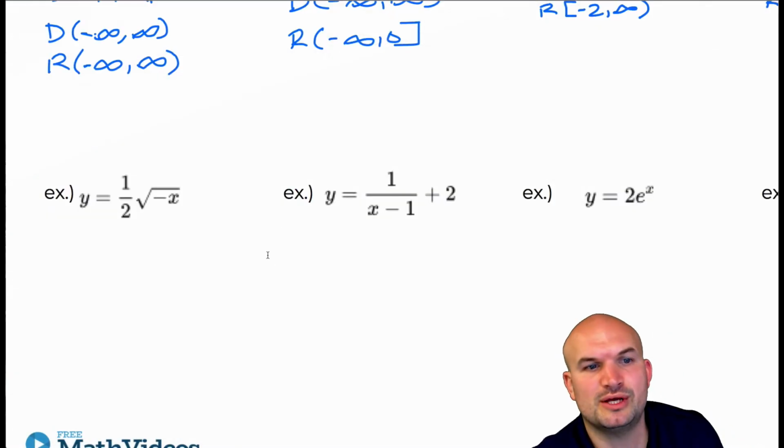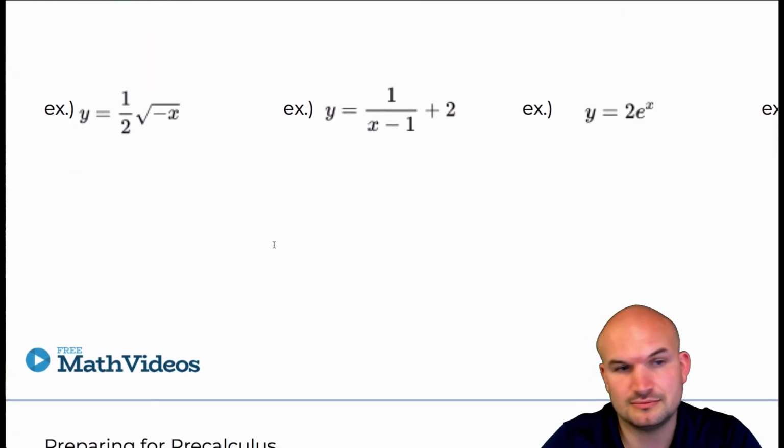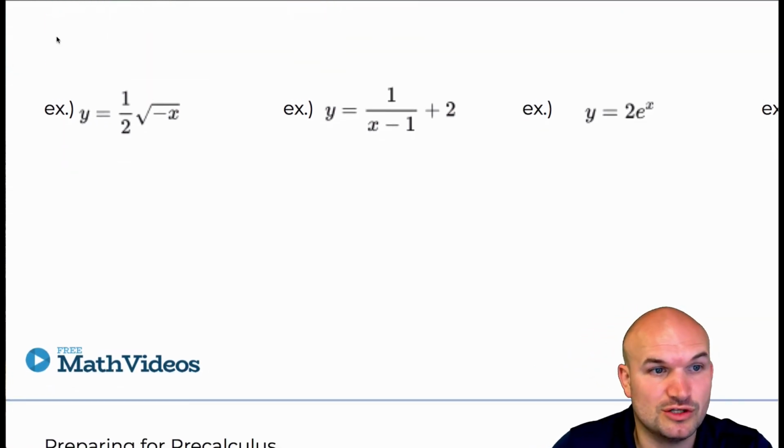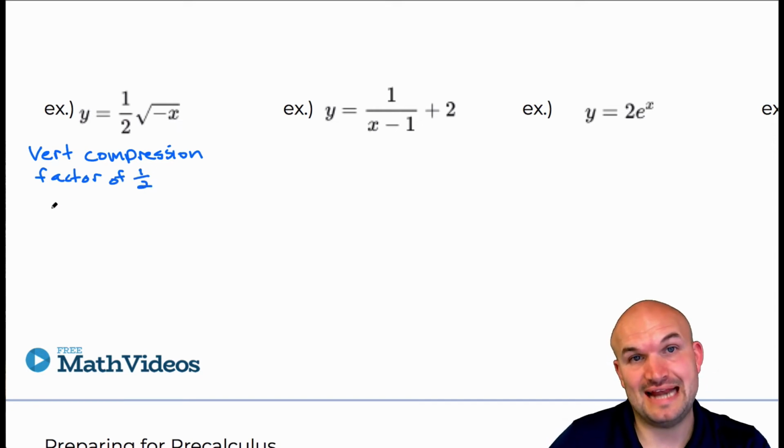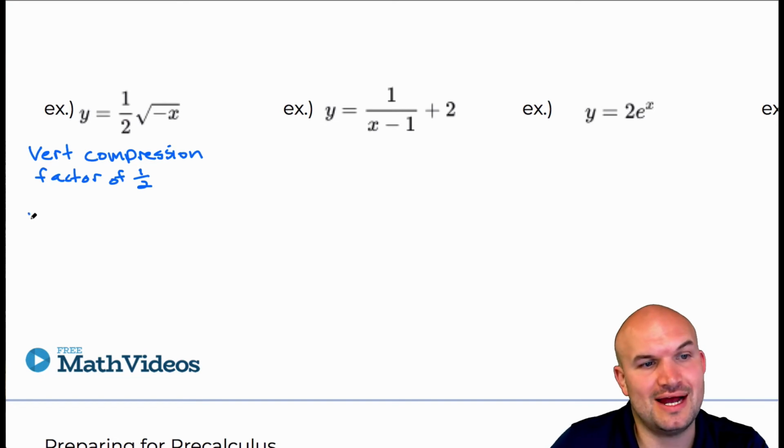The first one is what we call a vertical compression, because it actually shrunk the graph. So we'll write that in there. We'll say a vertical compression. I'm just going to write vert to save space, vertical compression, and that is a factor of 1/2. Okay, and then we have a negative, so that is going to be a reflection about the y-axis. So we'll say reflect the y-axis.